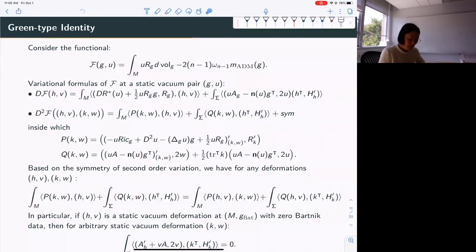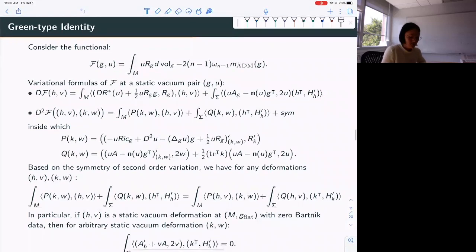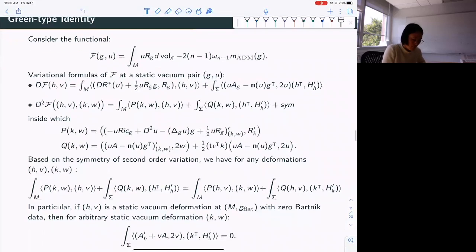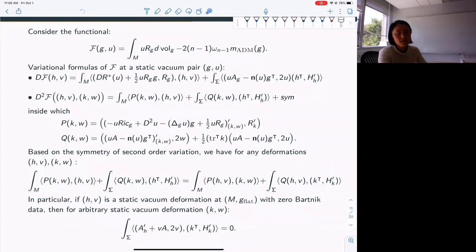Okay, so that's the first variation. We see Bartnik data arises here. And we take the second variation of the functional at a static vacuum pair, we'll get this formula. Here, this P is just the linearization of those static vacuum equations. Q is the linearization of those pairs, those boundary terms. Okay, and we know that the second variation is symmetric with respect to the two deformations HV and KW.